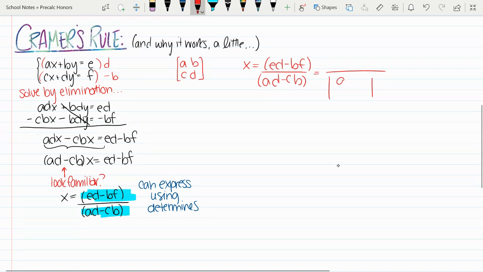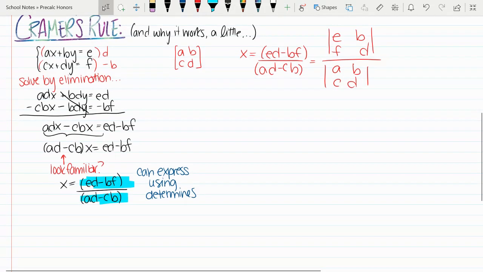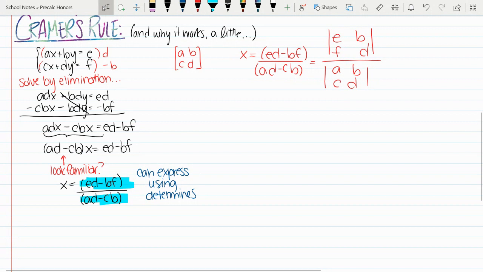This is the determinant of this matrix, A, B, C, D, because AD minus CB, our second diagonal, would give us that determinant. So the numerator, we can go the same way. ED would be that first main diagonal, and then BF would be the second diagonal. Now, I wrote it this way, in this order, because if you notice from our original system or original matrix, B and D were those y coefficients, and E and F were the answers.